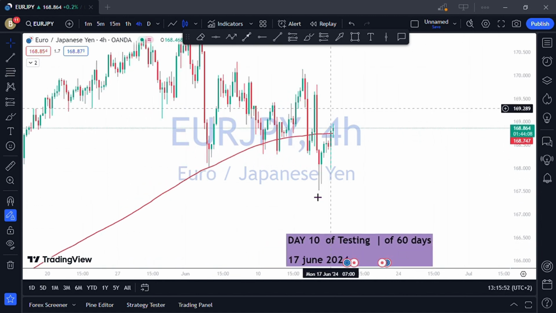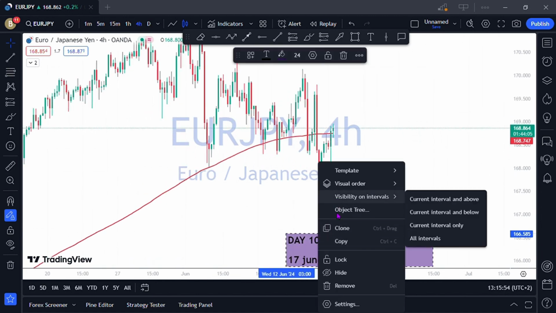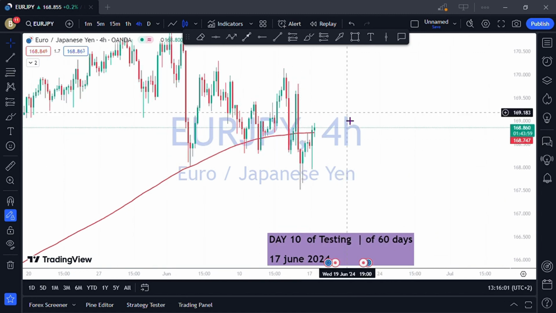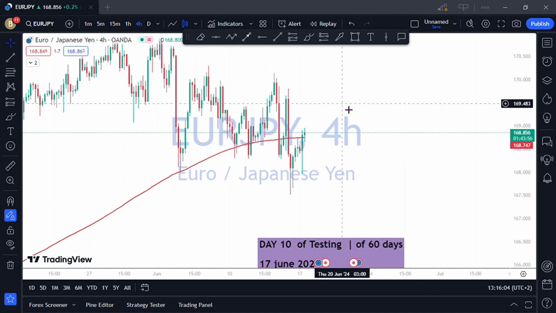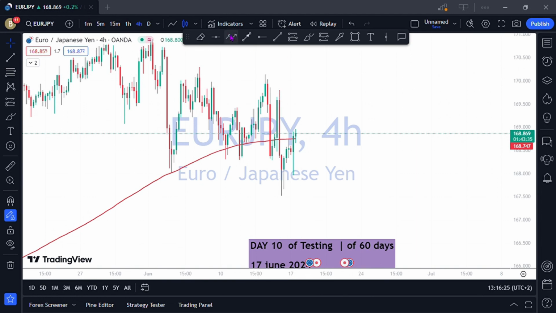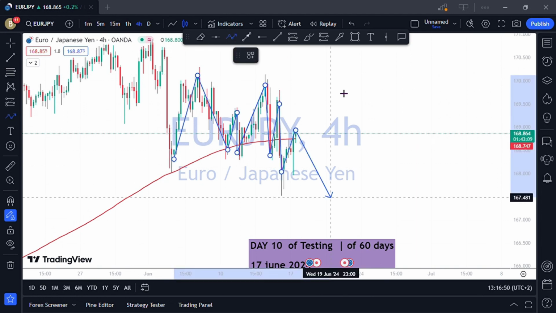As you can see, we have Euro USD. This is Euro USD. No, Euro JPY. So today what we're doing is analyzing Euro JPY. First thing we have to look for is the condition, which is step one, identify the trend. Right now we can see that clearly we are in a downtrend.